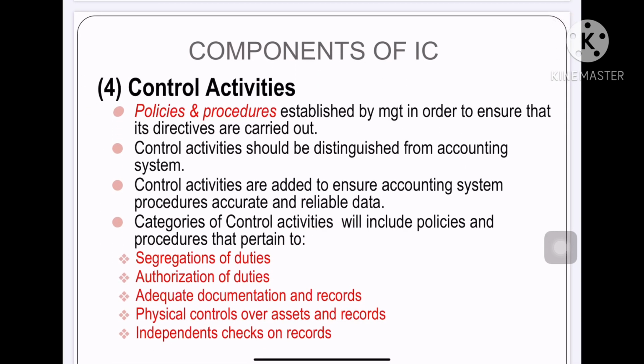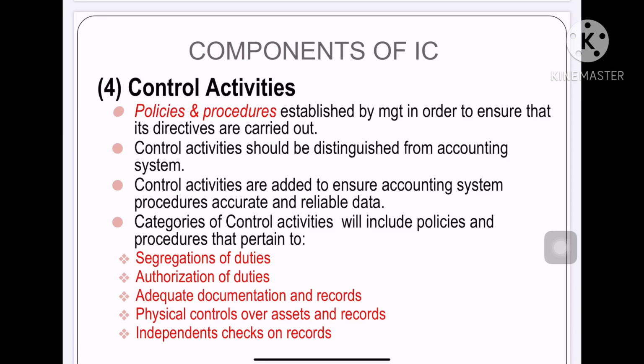All right, number 4 is control activities. Control activities are the policies and procedures established by management in order to ensure that its directives are carried out. So make sure that they have the policies and the procedures to make sure that the direction of the company is in good condition. All right, control activities should be distinguished from the accounting system. The controlling activities are for the whole company, and the accounting system is only part of the activities of the company. So the controlling should be overall.